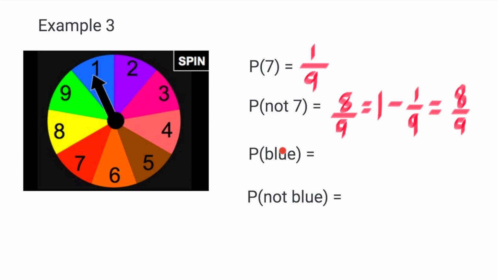Now what about colors? The probability of blue, there's only one blue out of 9 colors, so the probability would be 1 over 9. Now what about the complement of blue? It would be not blue. So you want to count all the colors that are not blue. You could do that, or an easier way is to subtract 1 minus 1 over 9. We're subtracting the probability of finding blue from 1, and that will give us 8 over 9. So there are two ways you can find the probability of a complement. You can either count everything that is not the event, or you can find the probability by subtracting the event from 1.